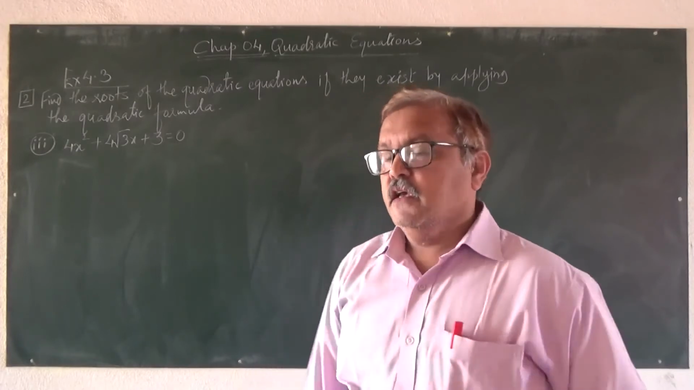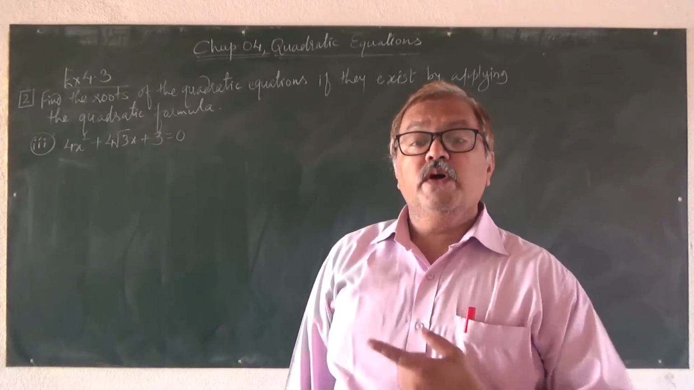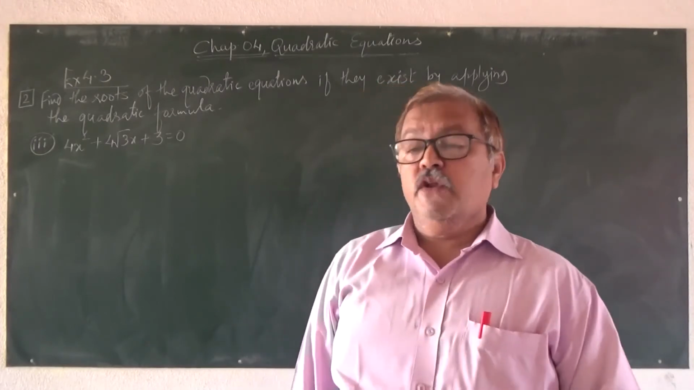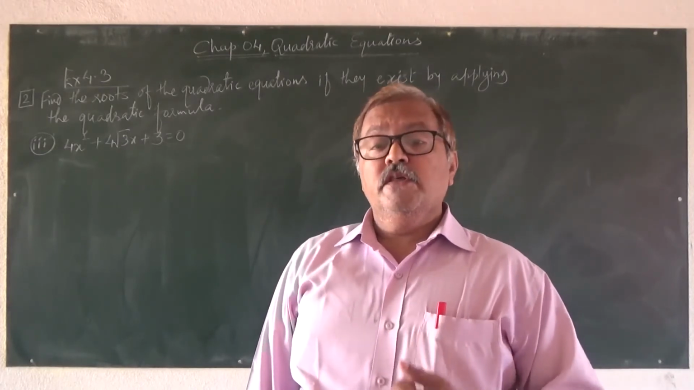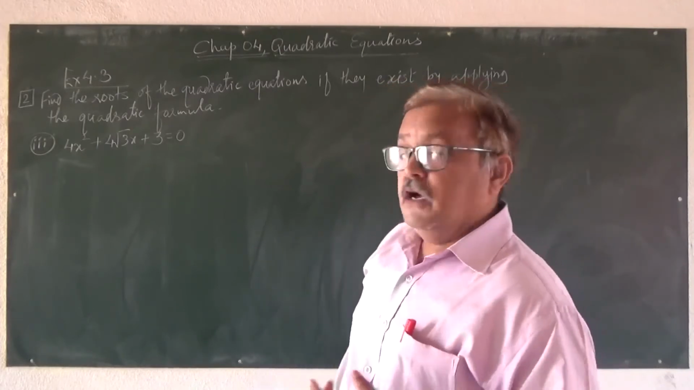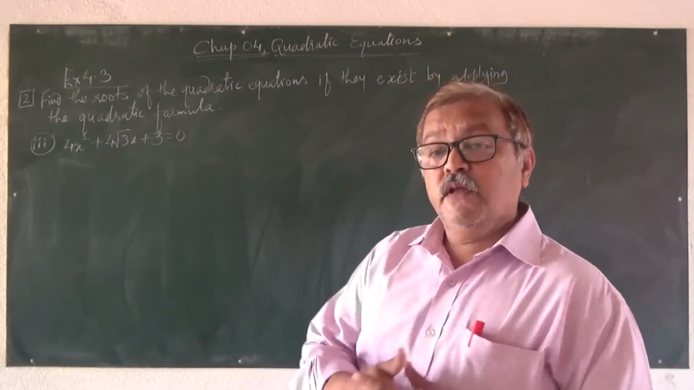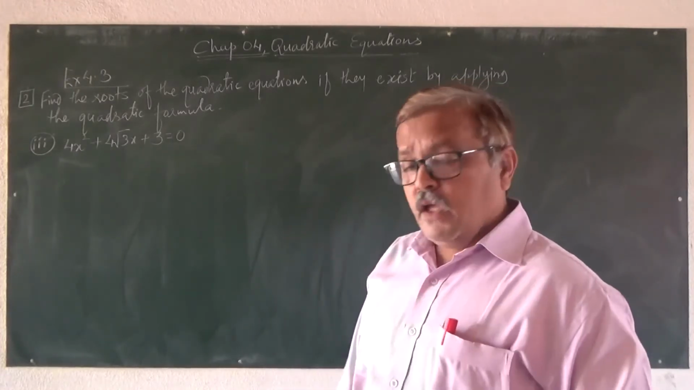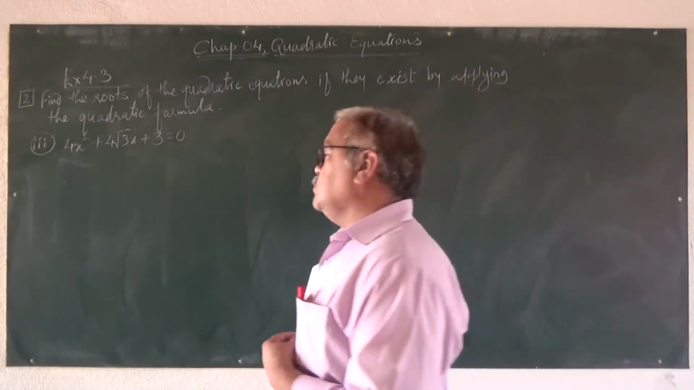If they exist, okay, अगर roots होते हैं तो कहाँ से पता चलता है, b square minus 4ac. अगर b square minus 4ac greater than 0 है तो roots possible हैं. अगर b square minus 4ac is equal to 0 तो भी रूट्स पॉसिबल हैं, और अगर b square minus 4ac is less than 0 then roots do not exist. तो वो हमको देखना है. तो सबसे पहले हम b square minus 4ac will compare this with our standard equation ax square plus bx plus c is equal to 0. Let us see.